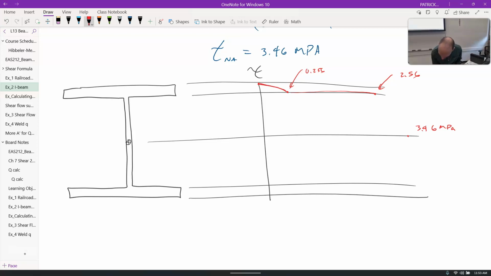This is a curved line. Then we've got a discontinuous jump because of the change in t. Then we've got a curved line because we've got symmetry about the cross section, and it's just kind of a mirror image going back down.